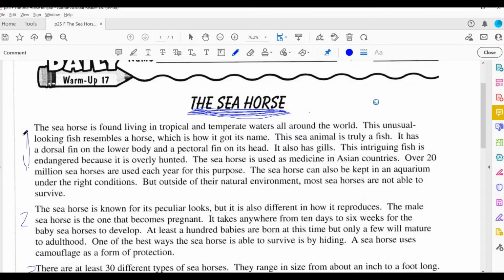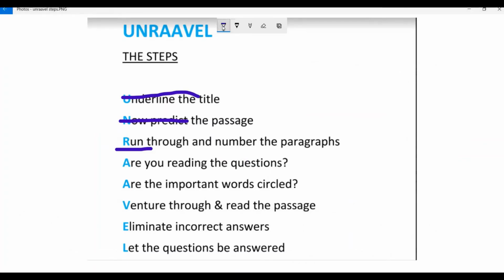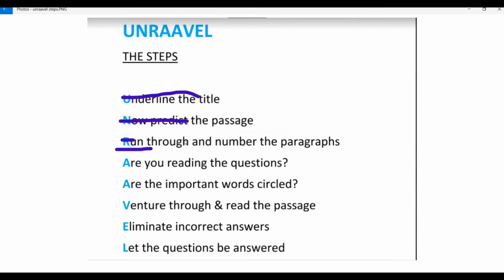Oh, looks like I have two number 1s. You can always erase if you make a mistake. No worries. So I'm going to go back and put that number 1 back in there. There we go. So I have my 3 paragraphs numbered. Let me go back through and let's cross that step off of unravel. We have numbered the paragraphs.